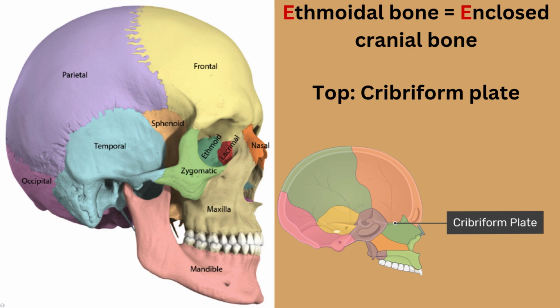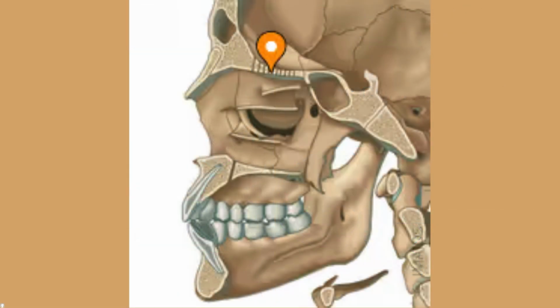The top part of the ethmoidal bone is the cribriform plate. The cribriform plate is a vital structure in that if there is any damage to it, this will lead to cerebrospinal fluid leakage, or in other words, CSF leakage, which eventually will lead to meningitis, which is inflammation of the meninges. So here is a clearer picture for the exact location of the cribriform plate.